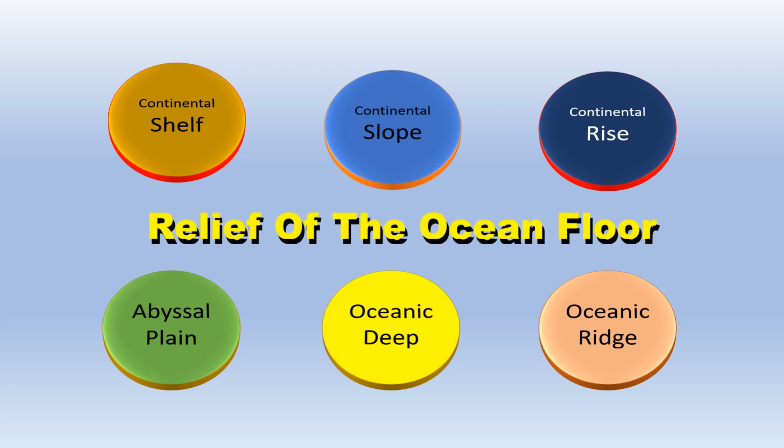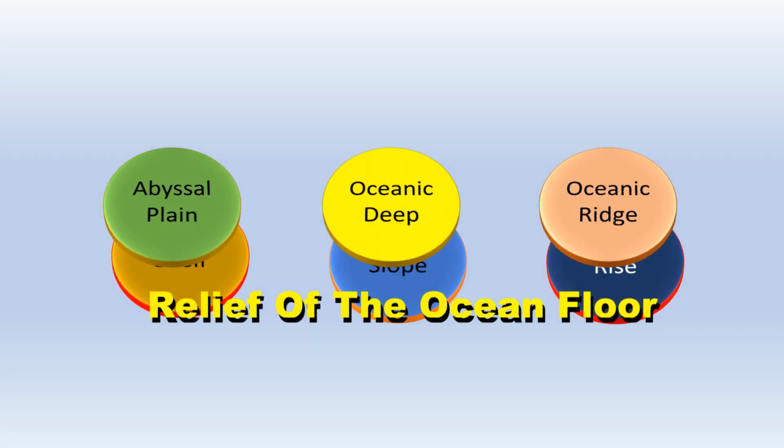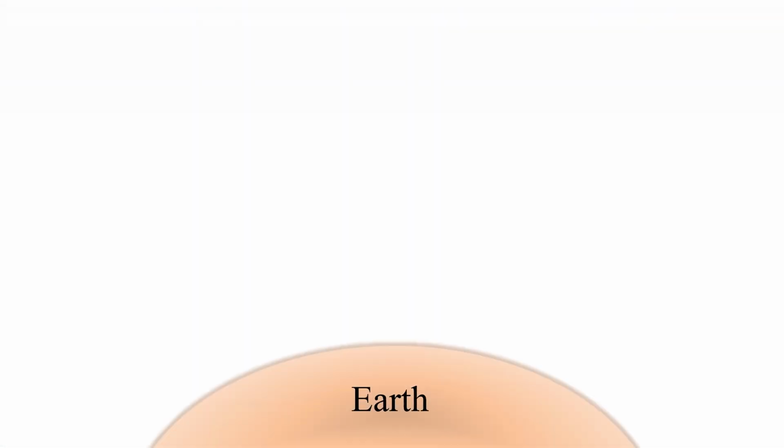Relief of the ocean floor. The outer layer of the earth we call crust. In the crust, the areas with high ground we call continents, and the ones with the depression is referred to as oceans, seas, etc.